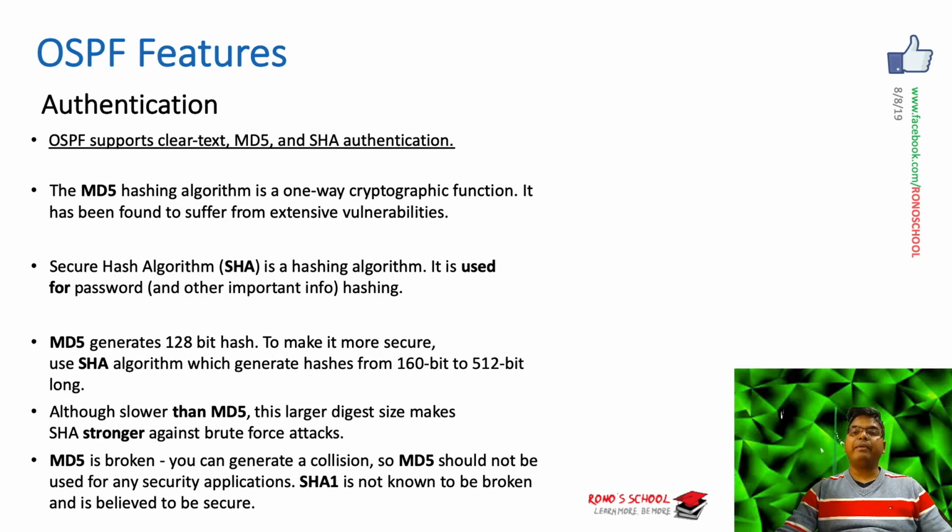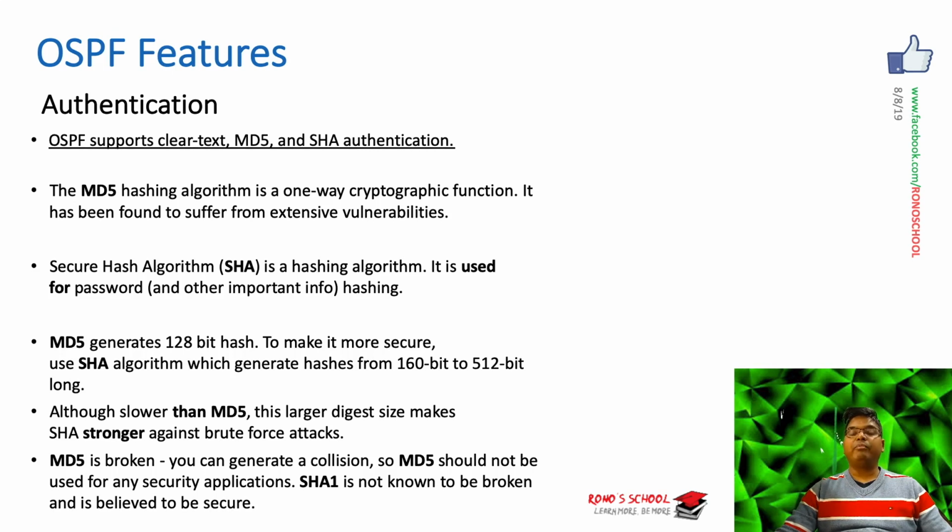OSPF supports clear text, MD5 and SHA authentication algorithms. The MD5 hashing algorithm is a one-way cryptographic function that accepts a message of any length as input and returns as output a fixed length digest value to be used for authenticating the original message. It has been found to suffer from extensive vulnerabilities. Whereas Secure Hash Algorithm, SHA, is a hashing algorithm used for passwords and other important information hashing. SHA is used to create digital signatures of the data. By running the algorithm on the data, we produce the hash value, also known as the signature.